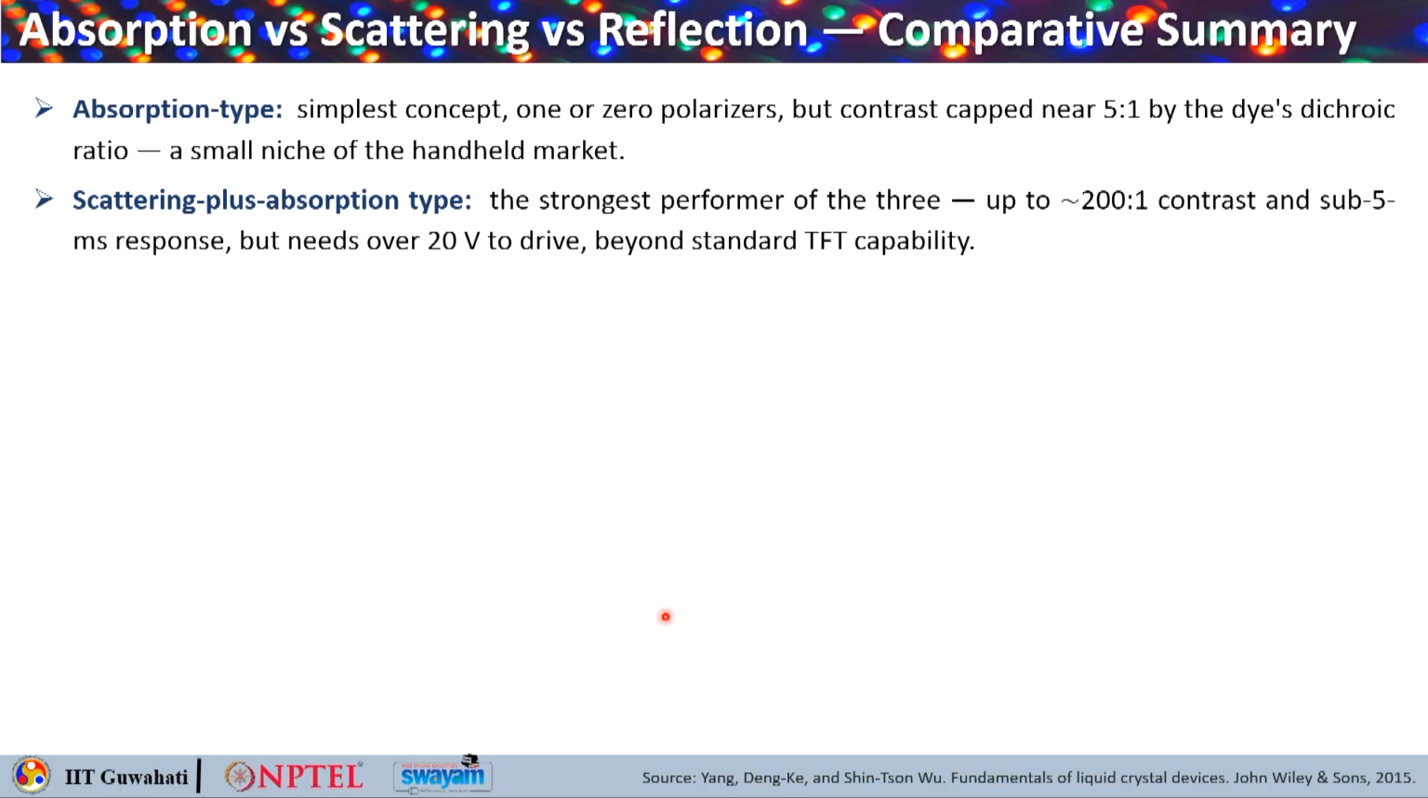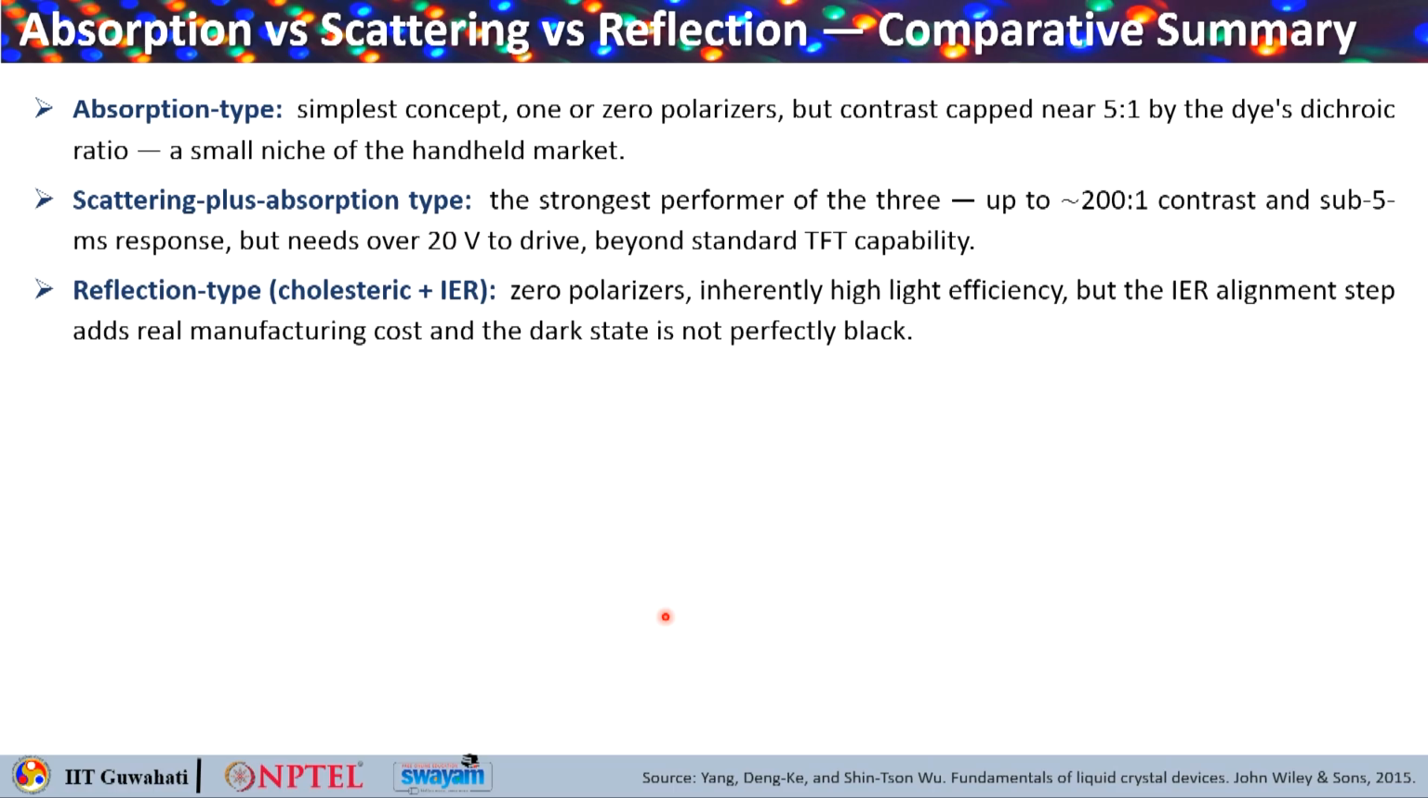The other one is the scattering plus absorption type. This is the strongest performer of the three, and we have seen that you can go up to a contrast ratio of 200:1, and you can have sub 5 millisecond response time. However, they require a larger drive voltage, around 20 volts, which is beyond the capability of the standard thin film transistors required to drive these LCD modules.